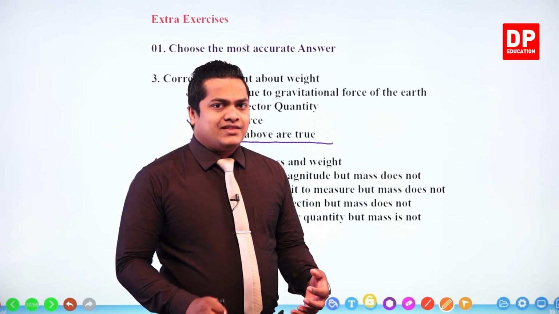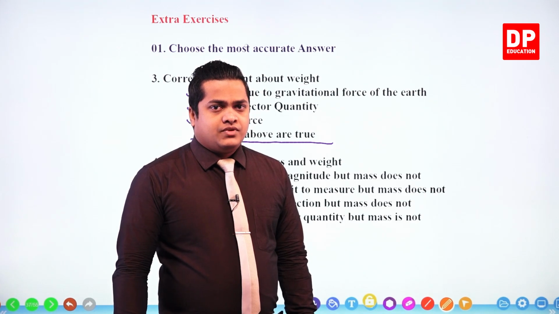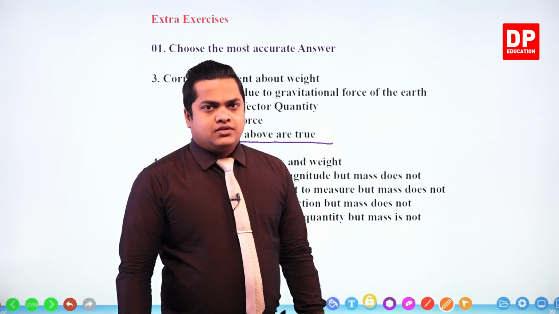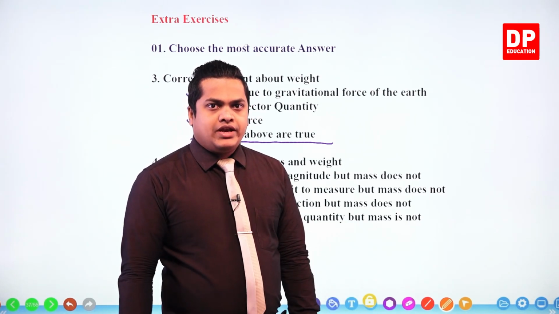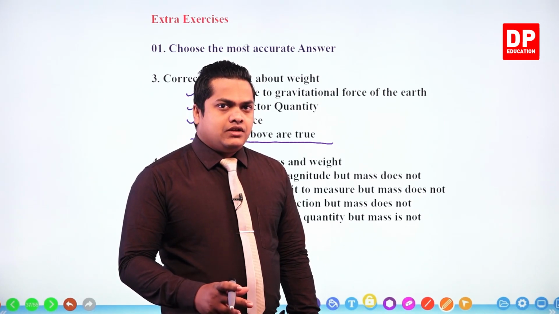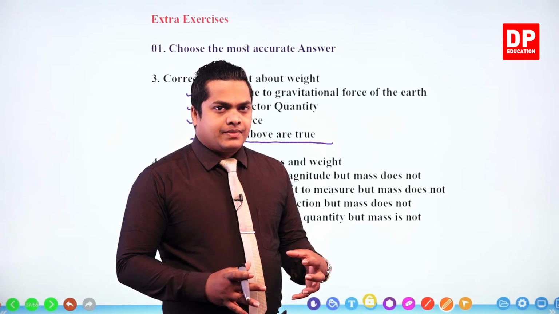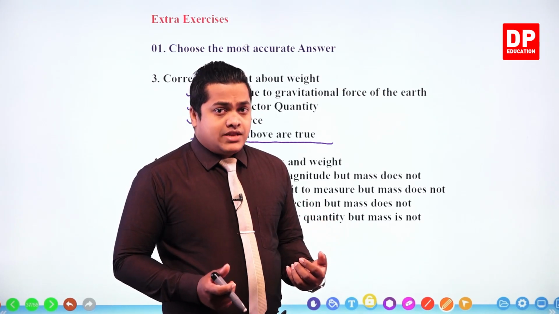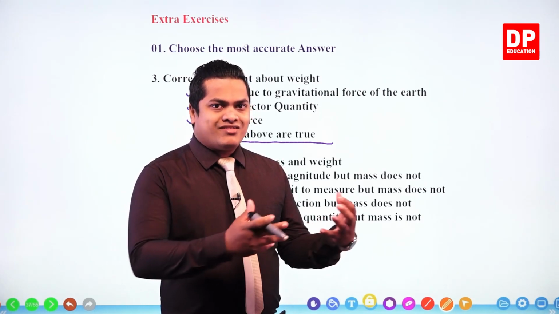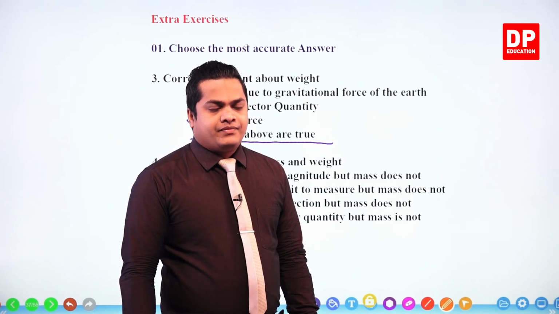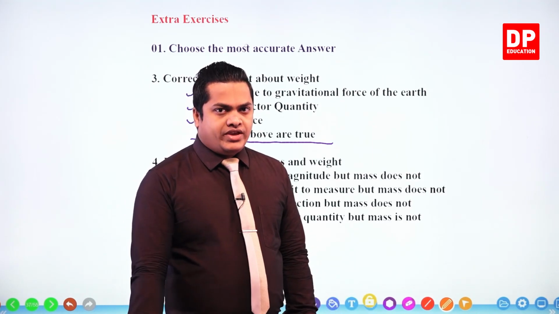If I ask a question like this, how many children are there in a certain classroom? You would say like 30. So does it reflect a certain direction? Of course not. We can't mention a direction for that count, right? Mass is like that. In mass, there is a certain number of particles. We can't give a direction for the number of particles. 100 particles, how can you say a direction for that? So that's a good difference between mass and weight.